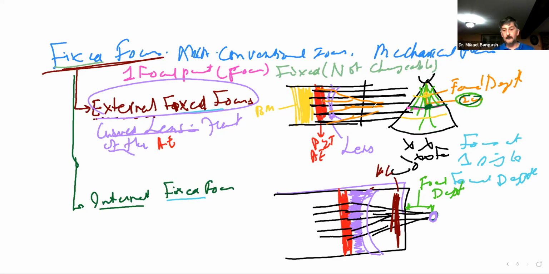Okay. Did that make sense? So we can make that the degree to which the waves refract and reach that fixed focal point is going to be determined by how great the curve of the lens is.